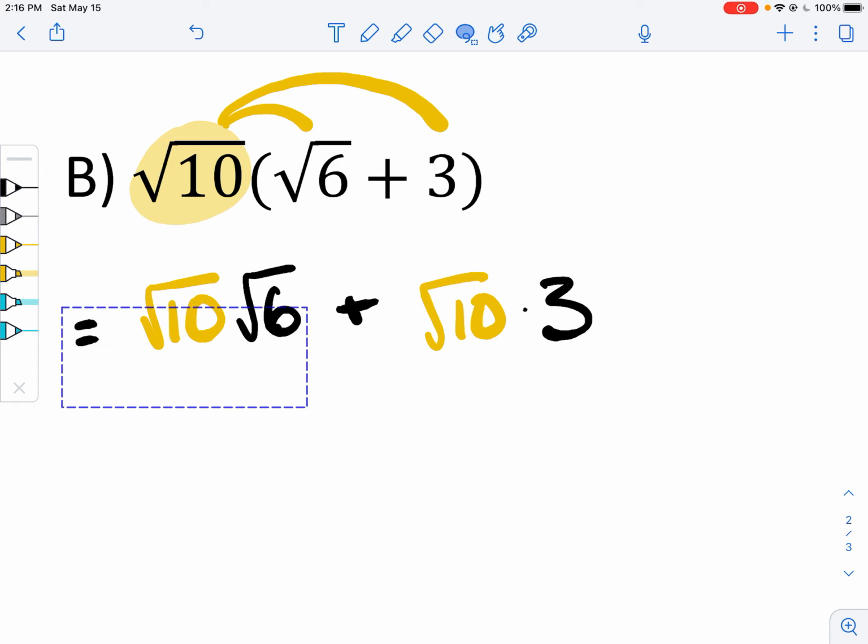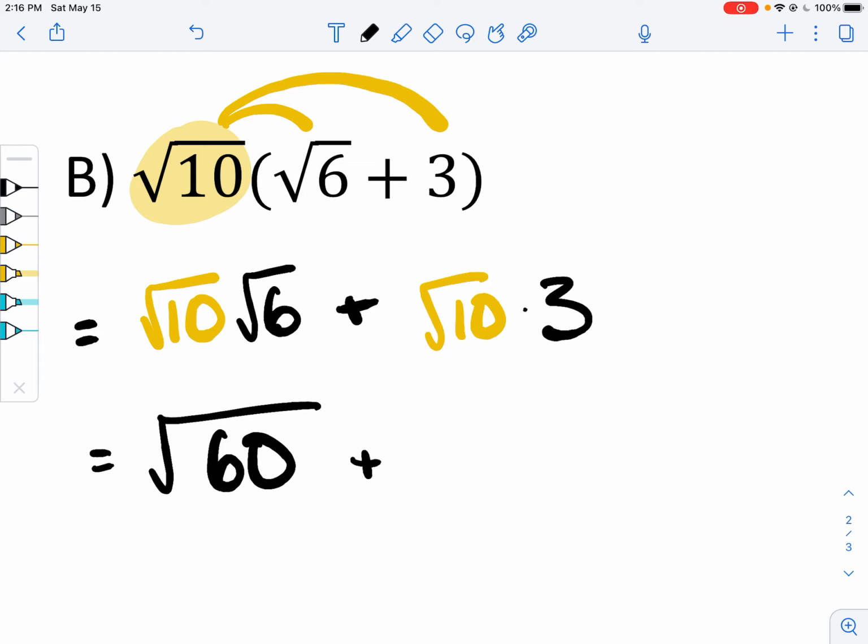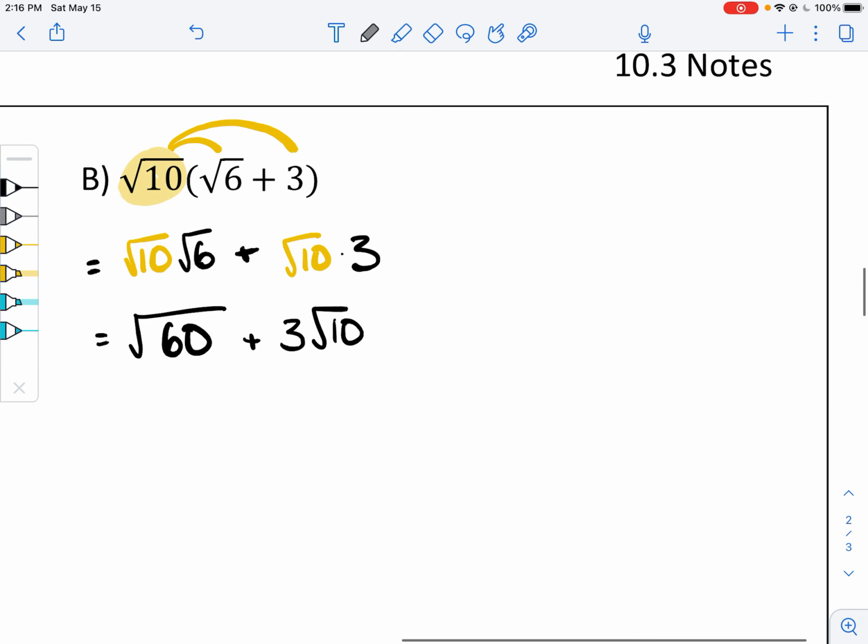Cool. So that's the same thing as the square root of 10 times 6, which is 60, plus 3 rad 10. I'm going to rearrange this. Now let's focus on the square root of 60, for example, for a quick second. 60 is the same thing as 4 times 15.